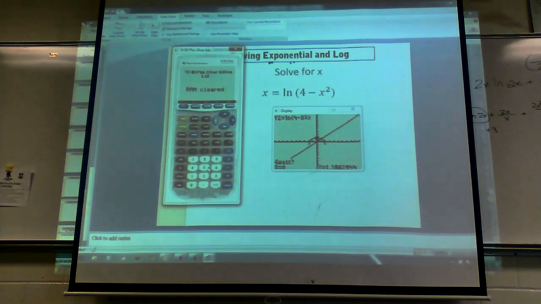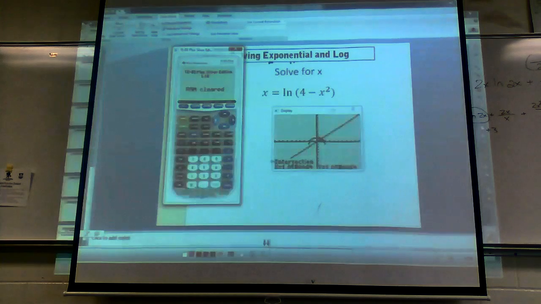If I have more than 2 graphs, then I'd have to distinguish which ones I'm looking at. The guess doesn't matter because there's only one intersection point here. If there were multiple intersections, then when it comes time for the guess, you would use the left and right arrows to scroll close to where the intersection is. Then if you hit enter, it gives you the x answer right there. So there's my answer: x equals 1.06.